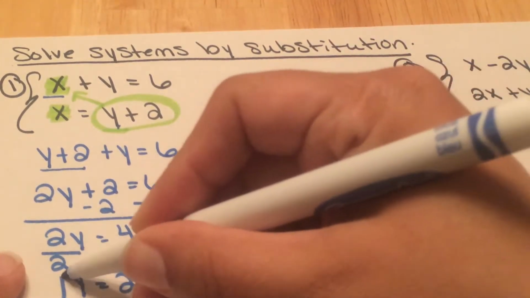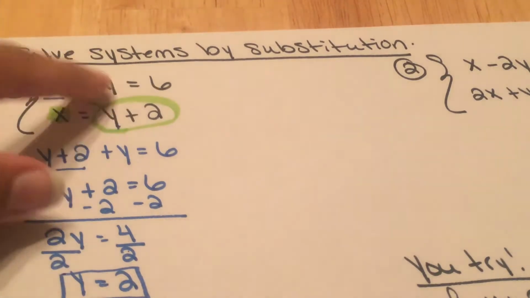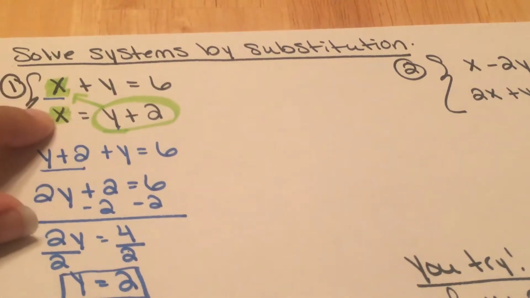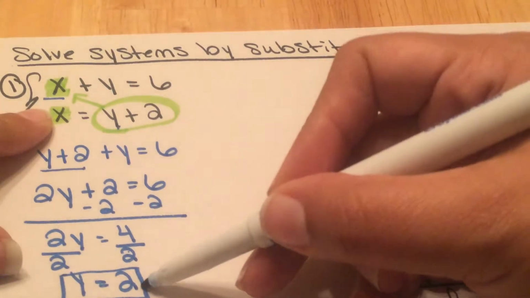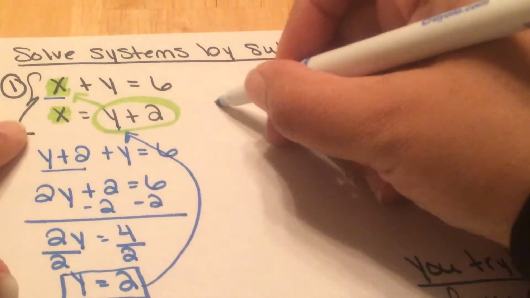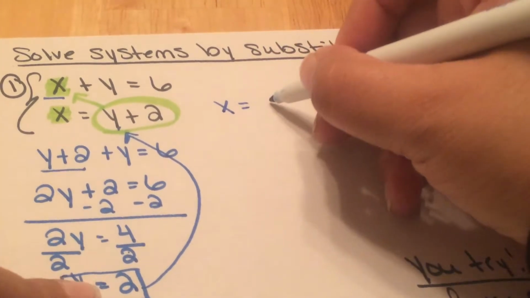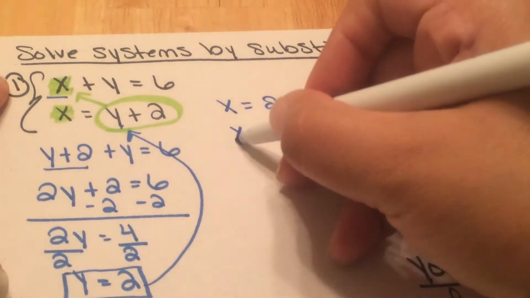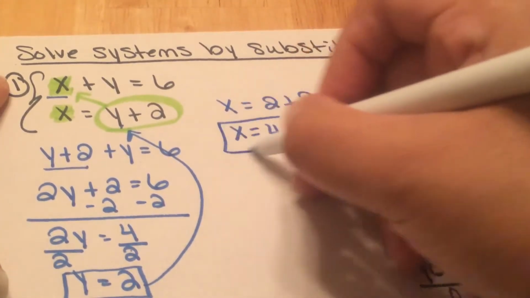So what I'm going to do is decide which equation would be easiest to substitute to get x. Either one is going to be fine, but because I already have x by itself, I'm going to take that y and resubstitute it back in. So x is equal to 2 plus 2. And what's 2 plus 2? 4. So now we know that x is equal to 4.